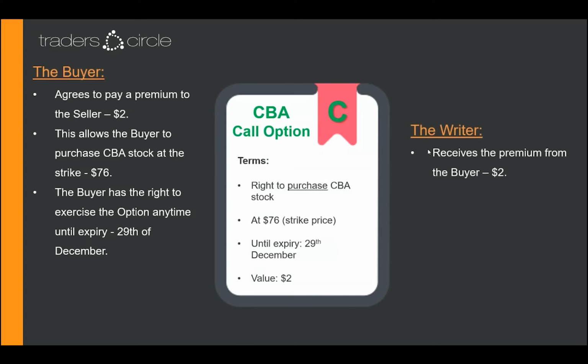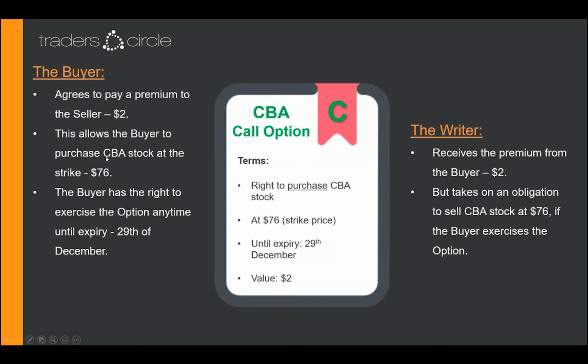Now, the seller's just on the other side of the coin, right? The seller is just the other party. So instead of paying money, the seller's going to receive money. Again, that makes sense, right? Because when you sell something, you receive money. So the seller of the option or the writer is going to receive $2. But they now take on an obligation to sell their stock at 76, right? Because the buyer gets to purchase the stock. Guess who they're buying it from? They're buying it from the seller. So they get to sell their stock at $76. They must sell their stock at $76 to the buyer if it's exercised. And they have that obligation until the 29th of December.